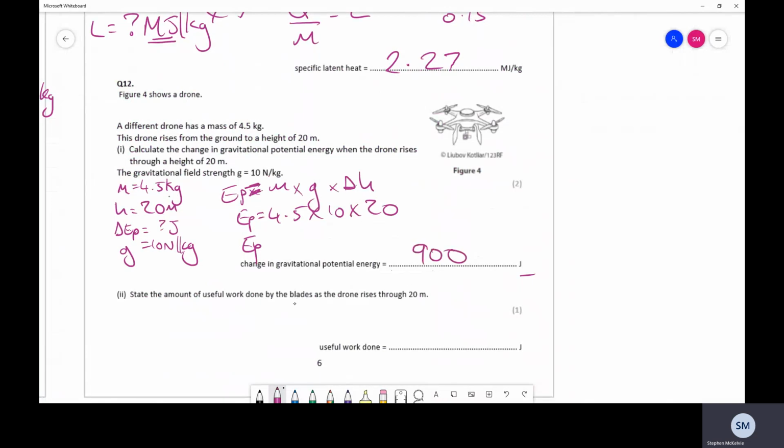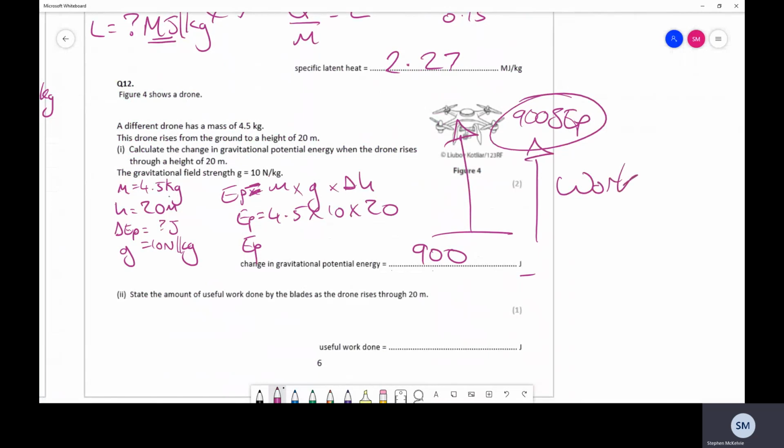State the amount of useful work done with the blades as the drone rises through 20 meters. Well, if the drone started down here and went up there, and it has gained 900 joules of gravitational potential energy, then there must have been 900 joules of work done to that drone to give it those 900 joules. Work has transferred those 900 joules from some store into that store, so the amount of work done was 900 joules.